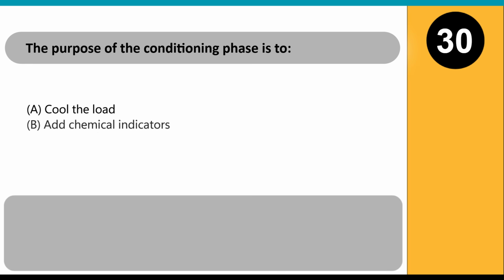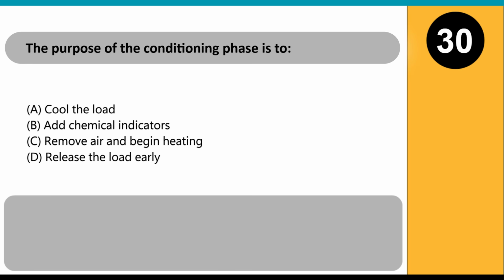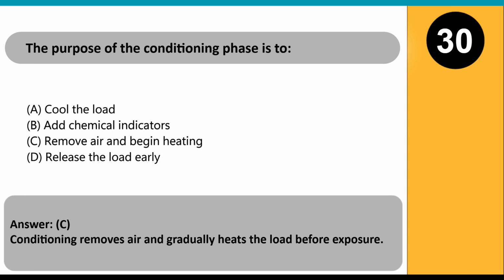The purpose of the conditioning phase is to A. Cool the load, B. Add chemical indicators, C. Remove air and begin heating, D. Release the load early. Answer: C. Conditioning removes air and gradually heats the load before exposure.